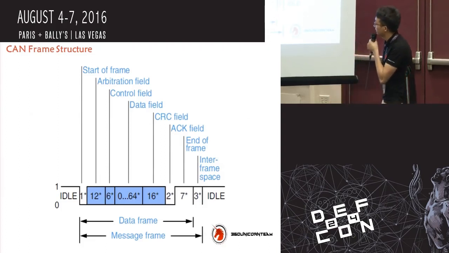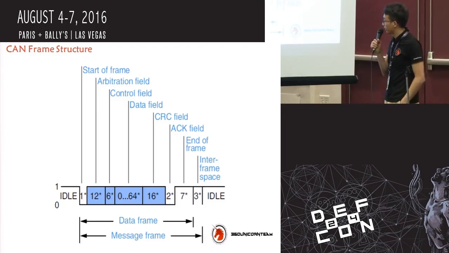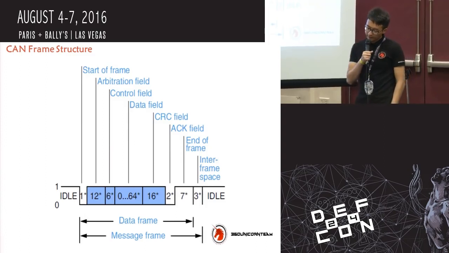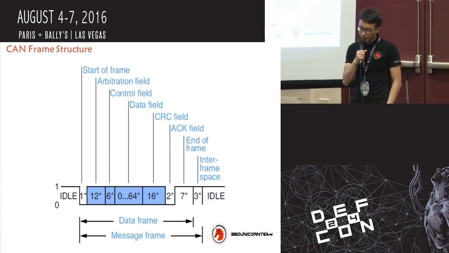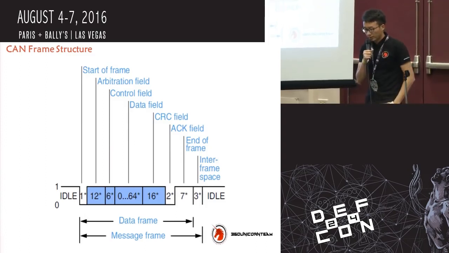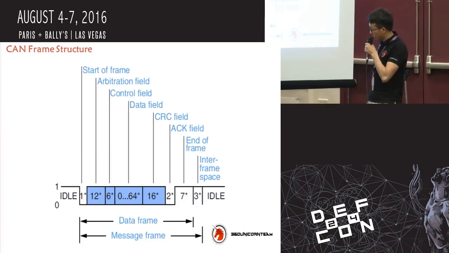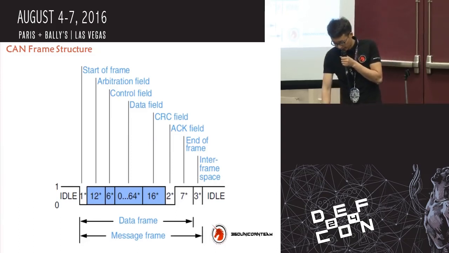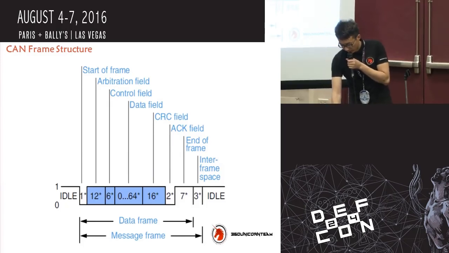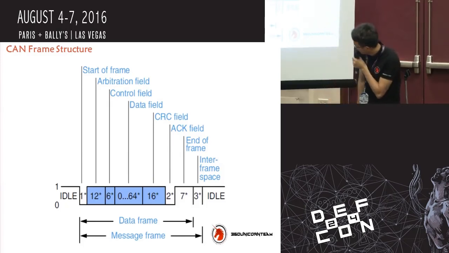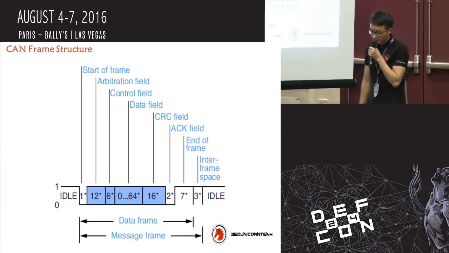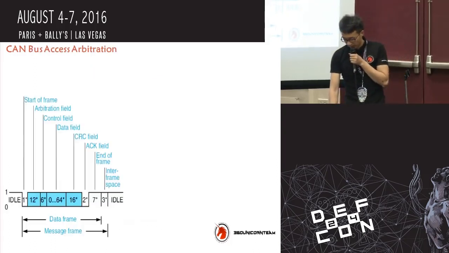A CAN packet usually only has a CAN ID. It doesn't have a source or destination address. So you cannot block or filter the packets the way a typical computer firewall does. You can only make your decision based on the contents that it carries.